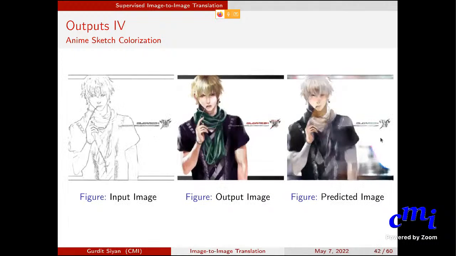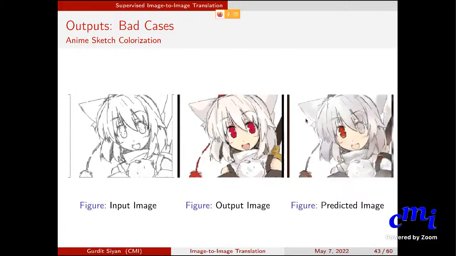I don't know what happened here, but yeah. And some bad cases. Okay, so sometimes it will generate different colors for the eyes. So it doesn't exactly remember what color is generated in the left eye or in the right eye. So it will do some things like that.